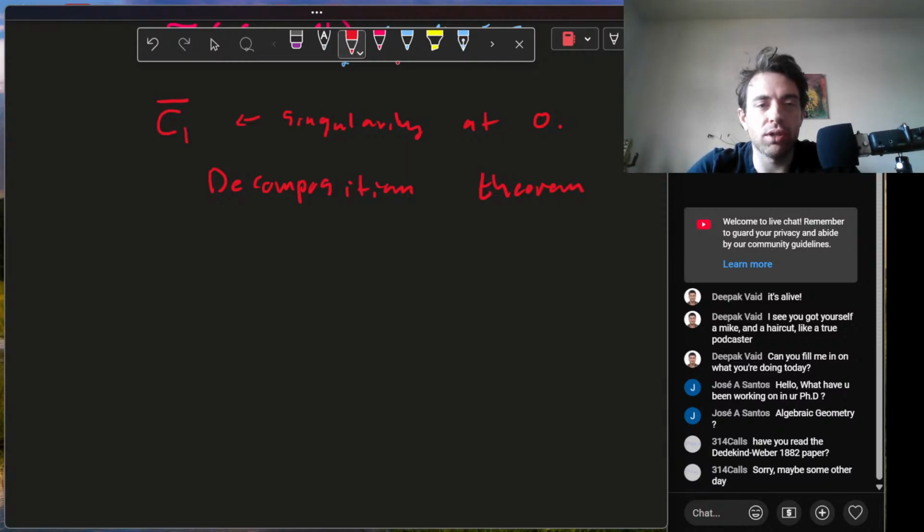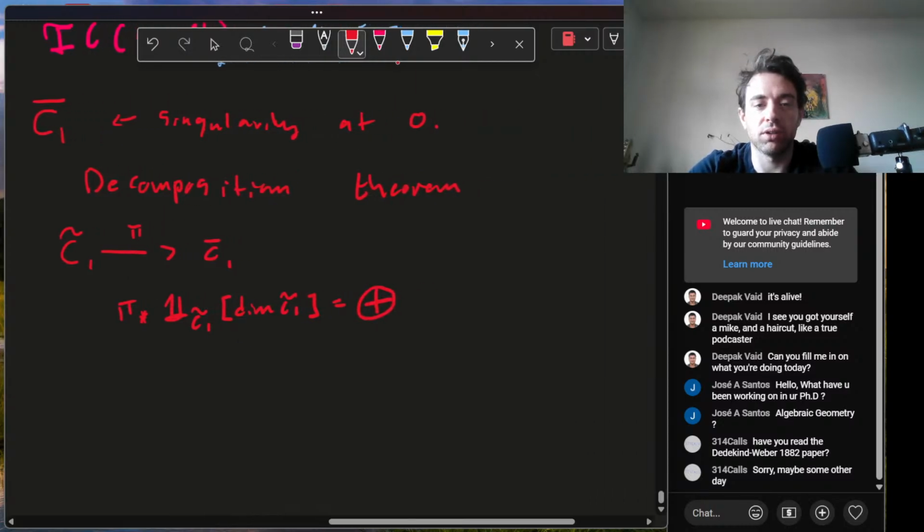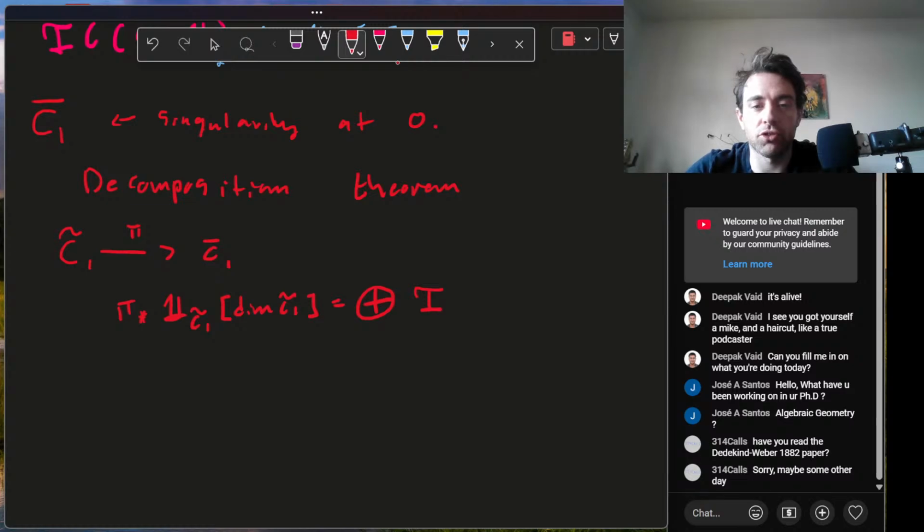Okay, so the decomposition theorem basically tells us that if we take a resolution of this orbit, a smooth resolution, and we want this map to be proper as well, then if we take the push forward, ordinary push forward, shriek push forward, it might not matter, of the constant sheaf shifted by the dimension of this thing, then I'll be maybe even a little more precise, this will be a direct sum of simple perverse sheaves, which is to say intersection cohomology complexes.